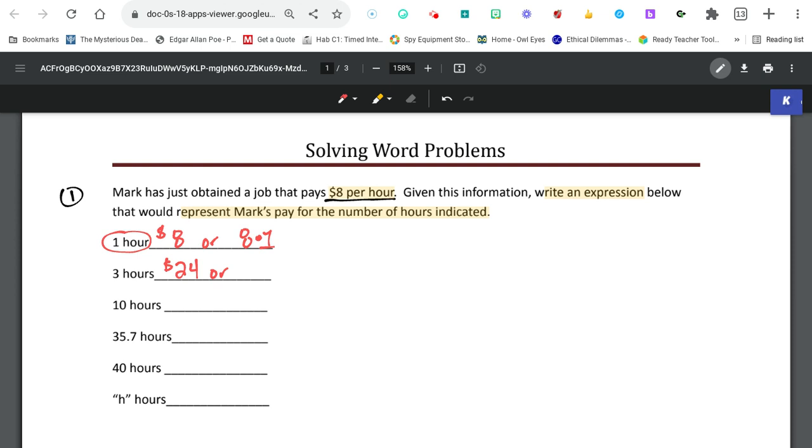How did we get 24? Well, we took $8, our pay per hour, and we multiplied it by the number of hours, 3. So you should see that you're taking your rate of pay and you're multiplying it by the number of hours. And that's going to give you your total pay.